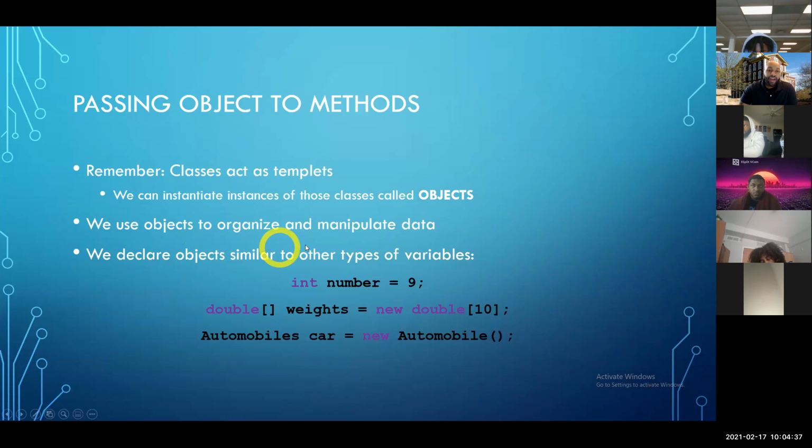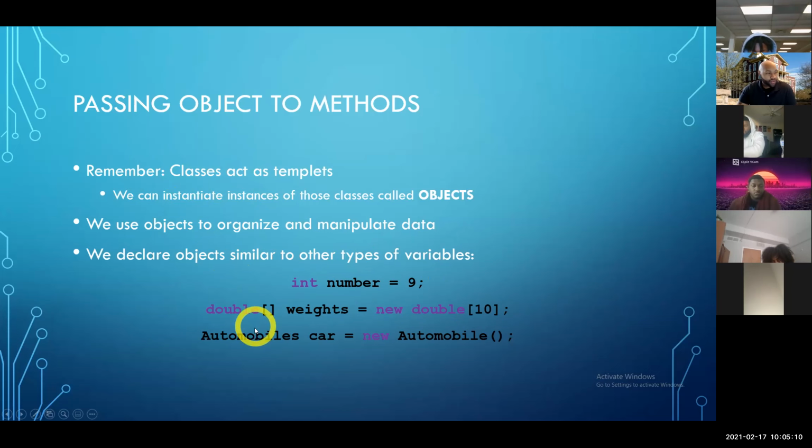All right. And I just wanted to drive home this point. Classes act as templates. Then we can instantiate instances of those classes called objects. Right. We use objects to organize and manipulate data. And we declare objects similar to other types of variables. So let's say, for example, we have an integer. We say int number equals 9. Or let's say, for example, we want to create an array of doubles. We say double weights equals new double, and then we put the size.